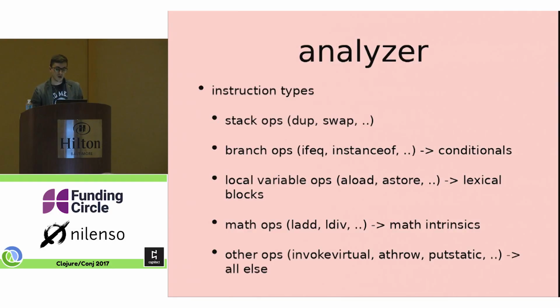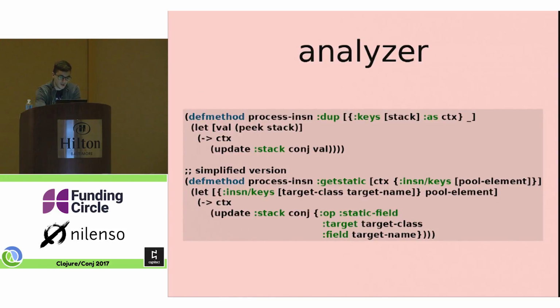If we encounter local variable operations like a load or a store, then we know that we are at a point where we're starting a lexical block, which might be a let expression or a loop expression, and we're going to have to do some analysis to figure out which one it is. And so on for math operations and every other invoke operation, we're just going to create the appropriate AST node. So those are examples of methods that process those instructions.